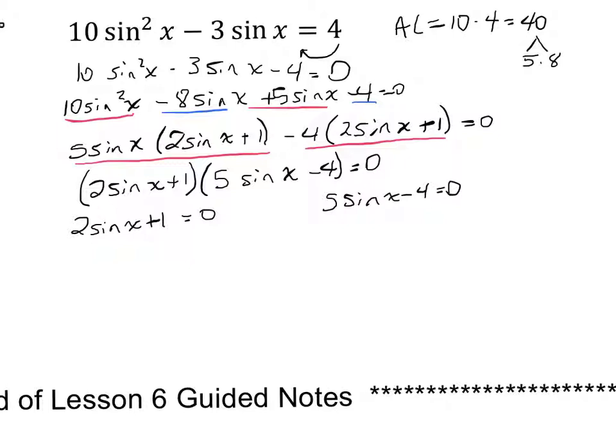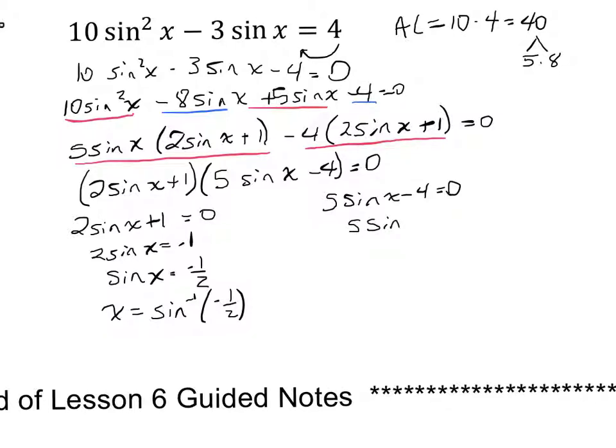And then we have to isolate sine for each of these. So we'll subtract 1 and we get 2 sine x equals negative 1, and sine x will equal negative 1/2. So x will equal the inverse sine of negative 1/2. Here we add 4 to both sides and we get 5 sine x equals 4. So sine x will equal 4/5, and x will equal the inverse sine of positive 4/5.